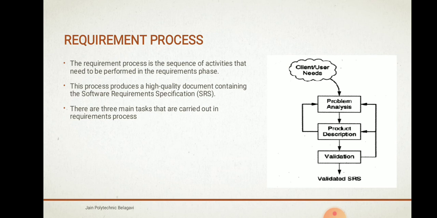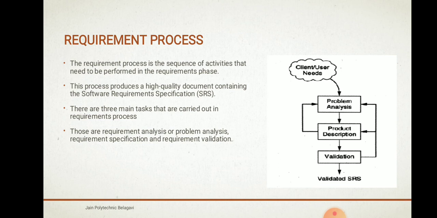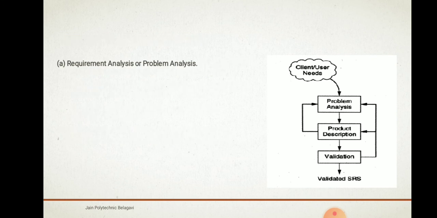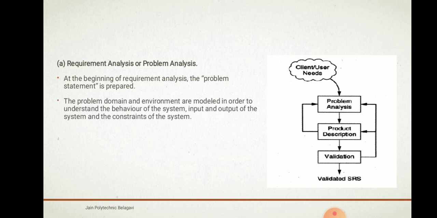There are three main tasks that are carried out in the requirements process. Those are requirement analysis or problem analysis, requirement specification, and requirement validation. First one is requirement analysis or problem analysis. At the beginning of requirement analysis, the problem statement will be prepared. Once the problem statement is prepared, the environment is modeled in order to understand the behavior of the system, the input and output of the system, and the constraints of the system. Thus in this phase the needs of the software are well understood.